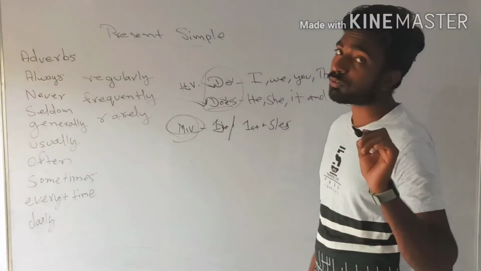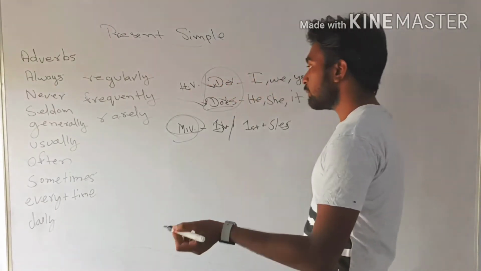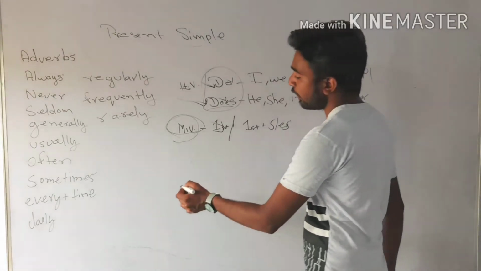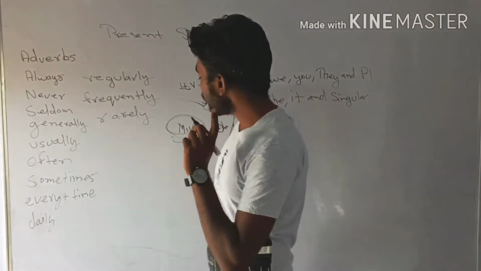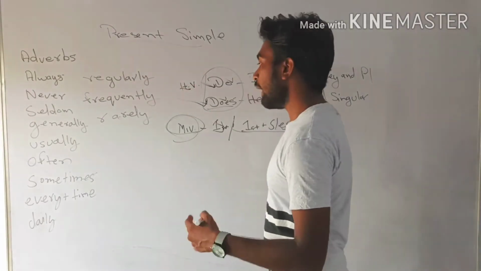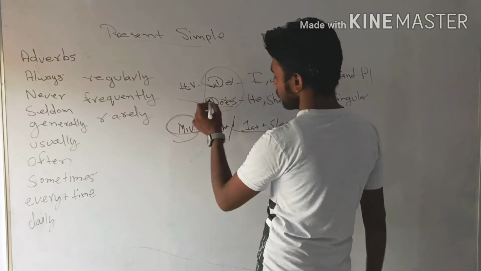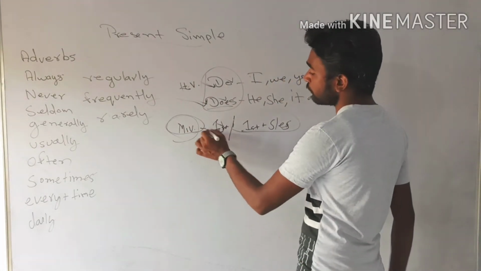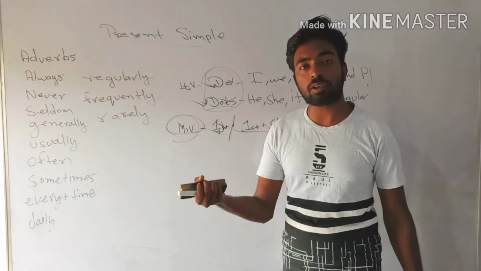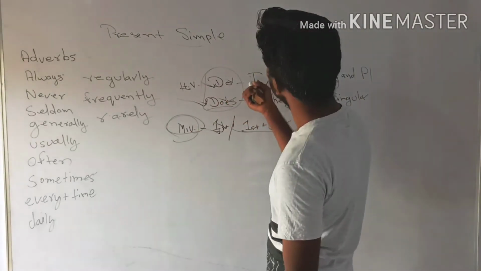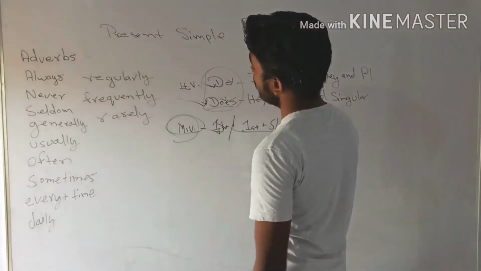If your sentence is affirmative or positive and your subject is singular, then you will use the first form with s or es. If your sentence is affirmative and your subject is plural, then you will not use a helping verb, but you will use the first form of the verb. And if your sentence is negative or interrogative, it doesn't matter whether your subject is singular or plural; you have to use only the first form of the main verb. This is present simple tense.